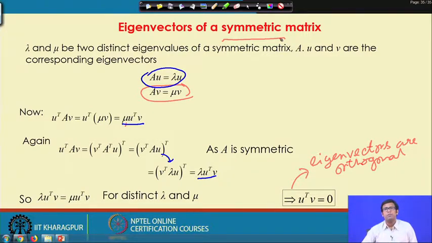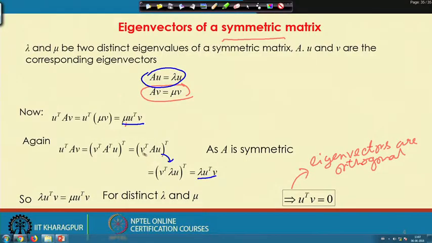So, now we have to see what happens. We earlier obtained that for any general matrix, eigenvectors are linearly independent. Now, what we are seeing is that eigenvectors are orthogonal to each other too. Linear independence does not necessarily mean that they are orthogonal, but orthogonal means they are linearly independent. So, this still substantiates that they are linearly independent.